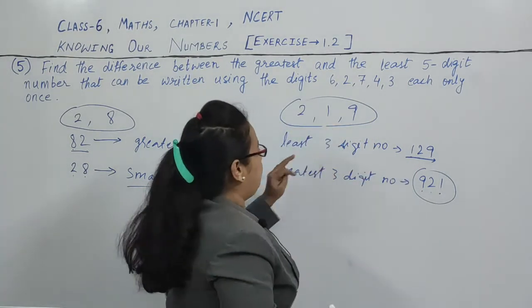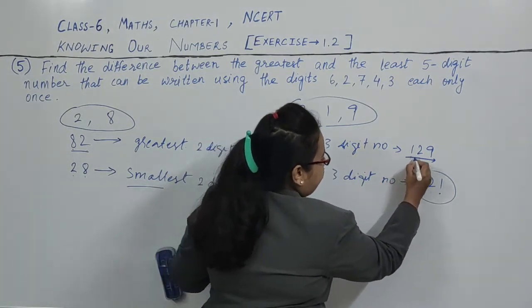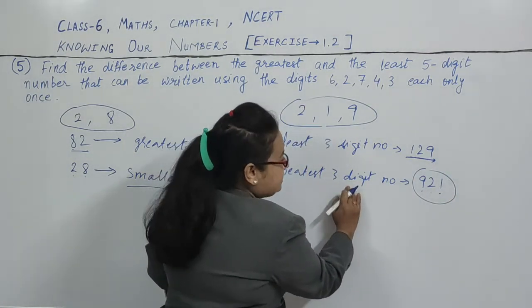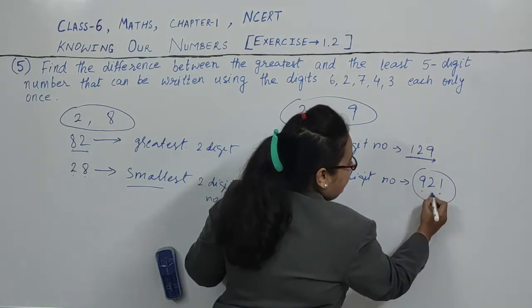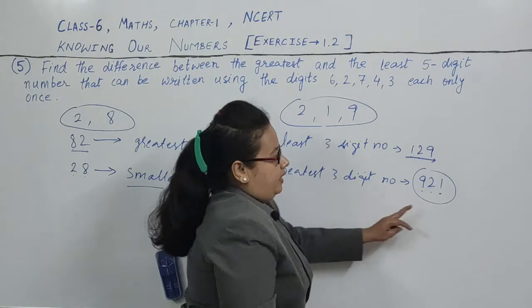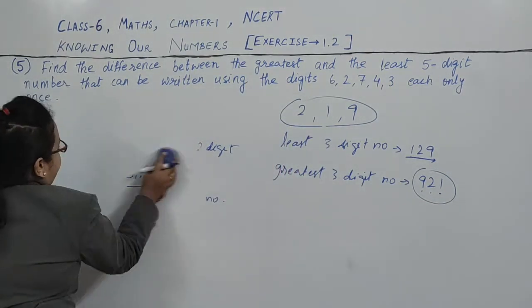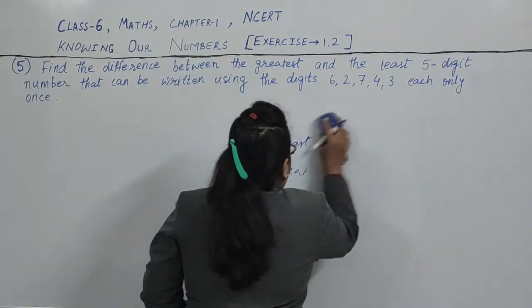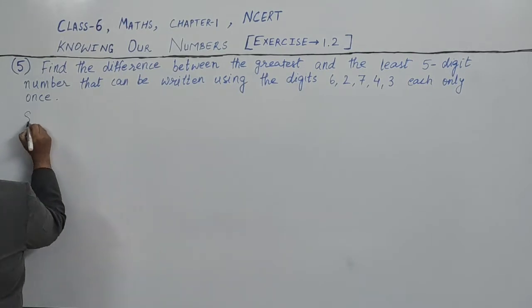So to find the least, we first put the smaller digit and then move to the greater ones. And to find the greatest 3-digit number, first the greater digit, then the smaller, and the smallest one is put at the end. Now you can very easily understand what this question number 5 says. Yes, we will do the solution.